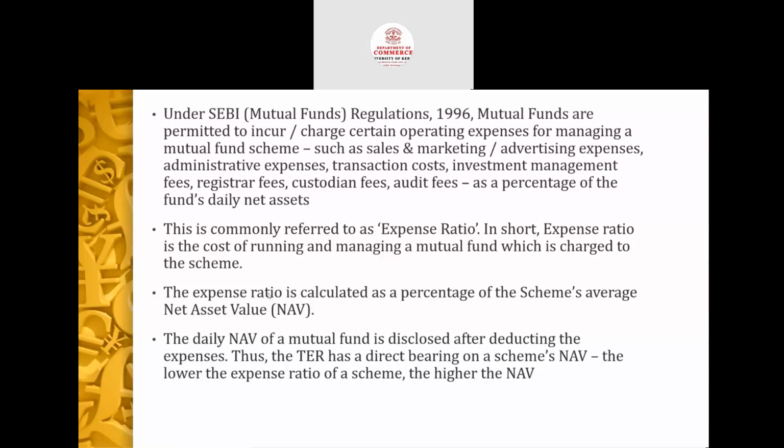The expense ratio is calculated as a percentage of the scheme's NAV. So the daily NAV is disclosed after deducting the expenses. The NAV disclosed after the trading day is after deducting the expenses. So they have a direct relationship. The TER, or expense ratio, has a direct bearing on a scheme's NAV. The lower the expense ratio, the higher the NAV. So TER is an important term because it determines how much NAV you get. So these are the things I wanted to share on mutual funds.